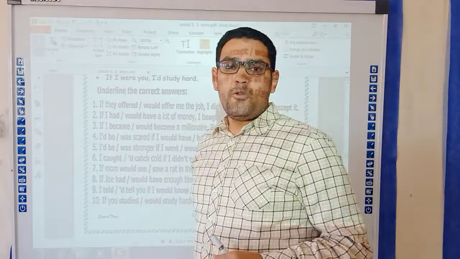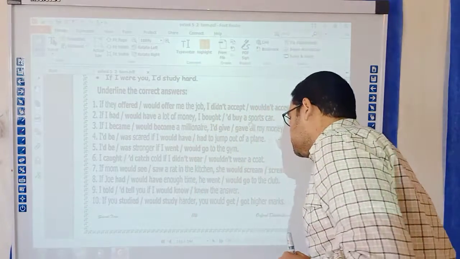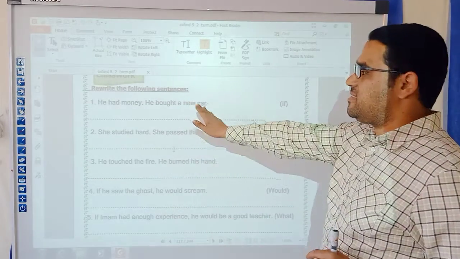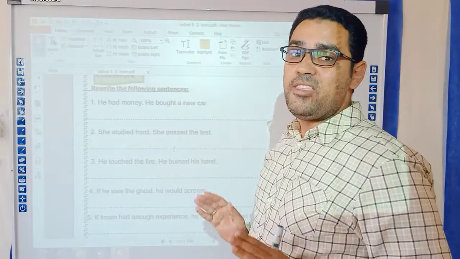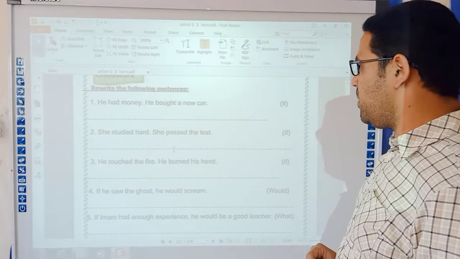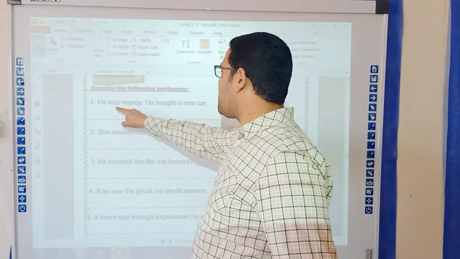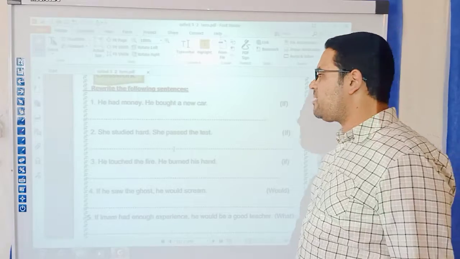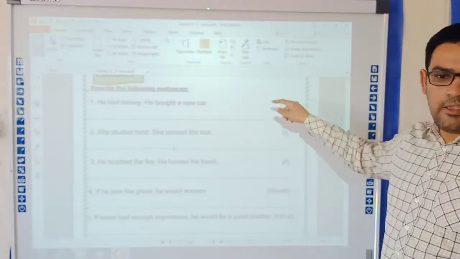So let's move to another kind of question, which is rewrite, or do as shown. I think it's so easy to answer if you understand the rule, if you understand the form of this type. Rewrite the following sentences. He had money. He bought a new car. Use if. Who can use if?